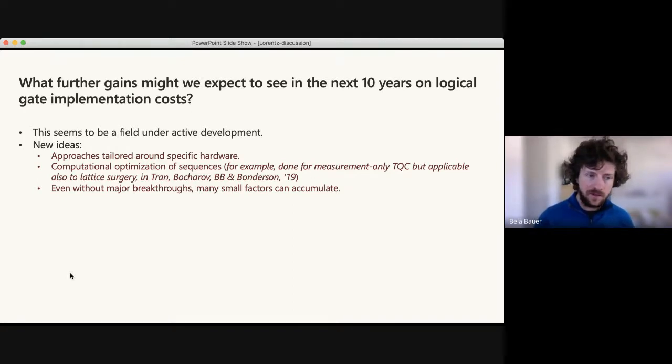There's lots of small factors to be had. And so even without major breakthroughs, I think these small factors can accumulate to quite a speed up. But this seems to be something where I wouldn't be surprised if in 10 years we look at this very differently, even though I can't point specifically at where these improvements will come from.